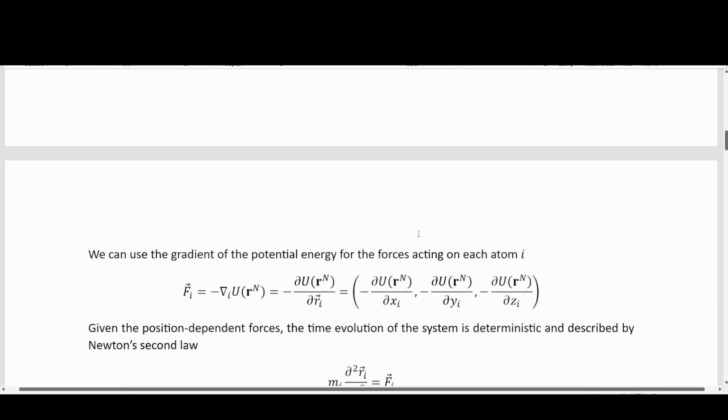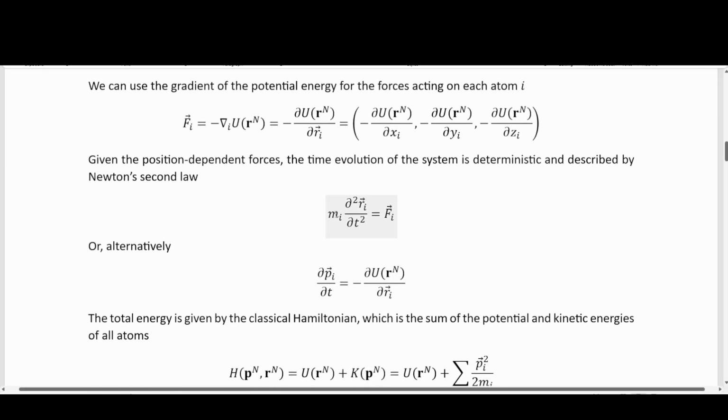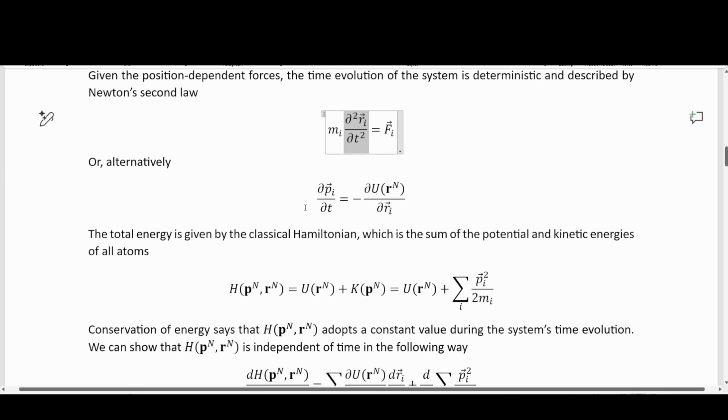that's going to be a lot more interactions. We can use the gradient of the potential function for the forces acting on each atom. So we're just taking the gradient of our potential here. So that's just the change in the potential with the change in position. Given the position-dependent forces, the time evolution of the system is deterministic and described by Newton's second law. So that's the mass here times the acceleration, which is just the second derivative of position with respect to time, and that equals the force. Or alternatively, the change in momentum with respect to time.